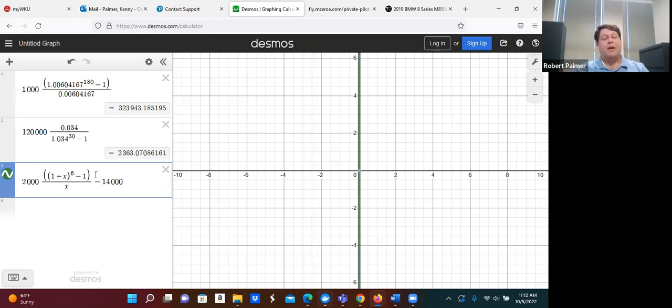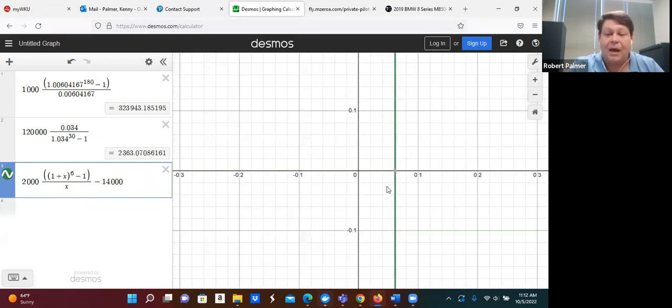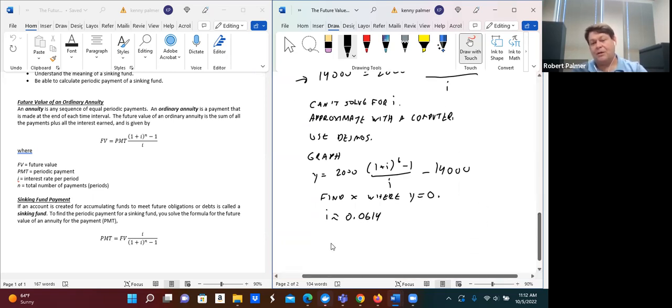Okay. Now we want to find out where this is going to be 0. Because that's going to tell us where these two things are equal. And so we need to zoom in a bit. You can see there's a spot right here. And Desmos, if I click on this, actually gives me that value. And that's going to be approximately 0.0614. I is approximately 0.0614.